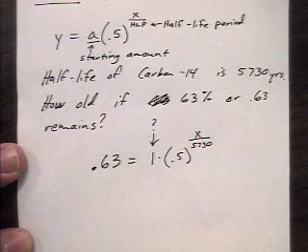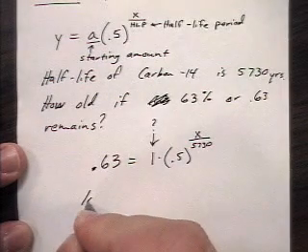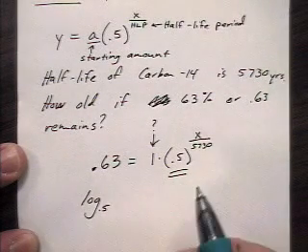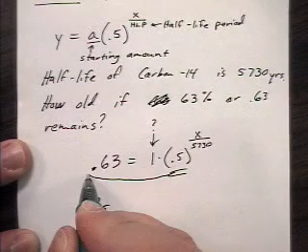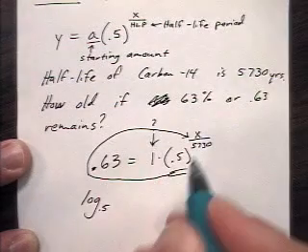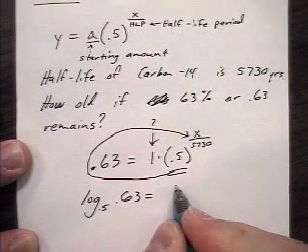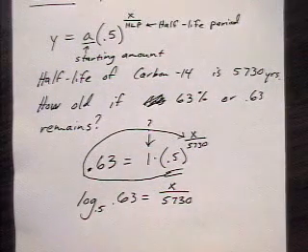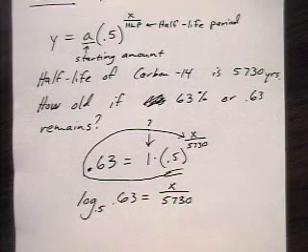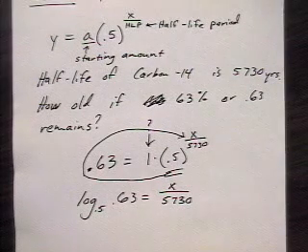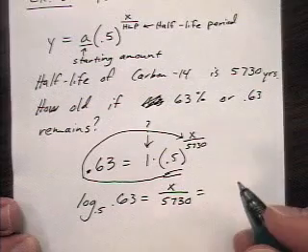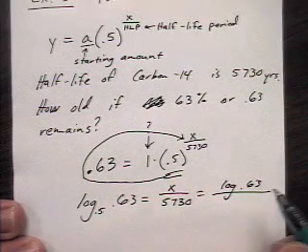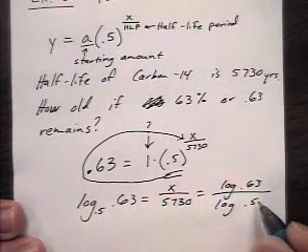So, what do we need to do? Change it to its log form. Well, the base here is 0.5, and the argument, 0.63, and it equals x over 5,730. Remember, I told you if you can't solve it in its exponential form, change it to its log form. Now, I don't know about you, but I'm going to practice using that change of base theorem, which says the log of the argument over the log of the old base.